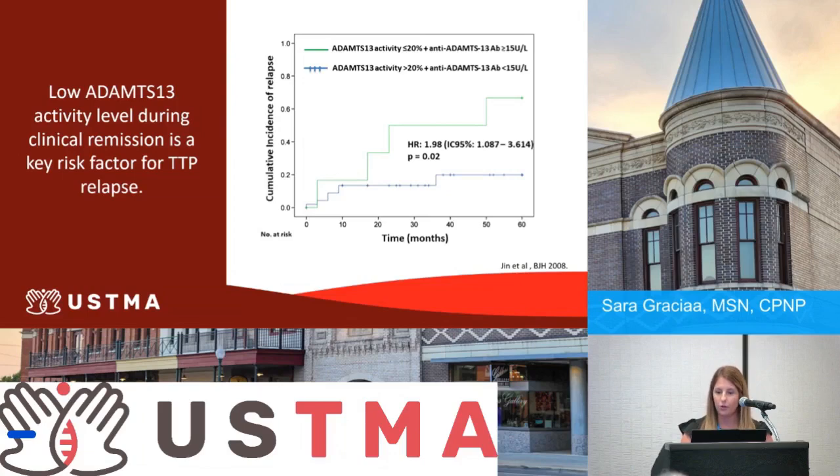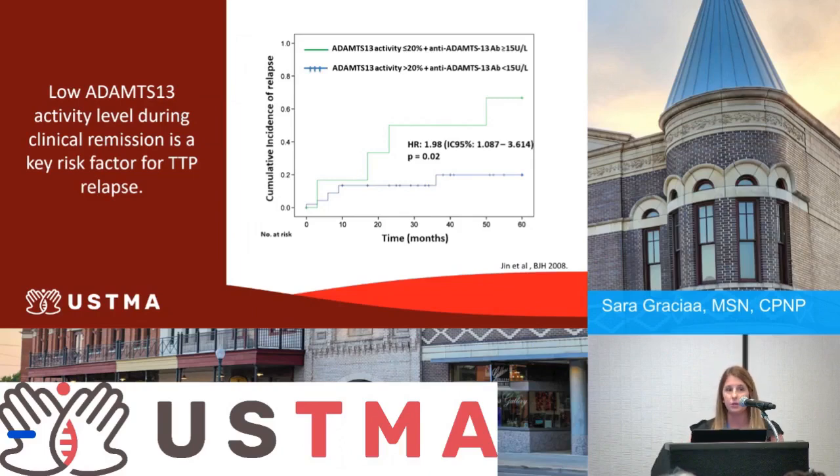The group with the low ADAMTS13 is represented here in green. The higher the line goes, the greater the incidence of relapse. So you can see that the patients with low ADAMTS13 had an increased incidence of relapse compared to those whose levels were above 20%, and this group is shown in blue.